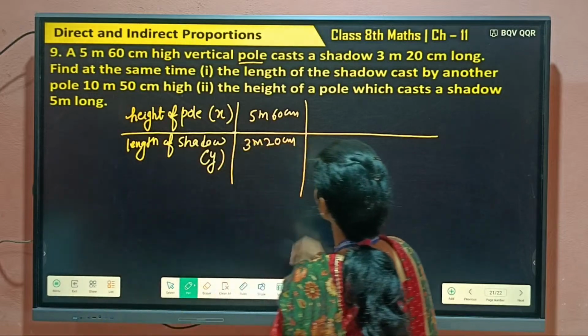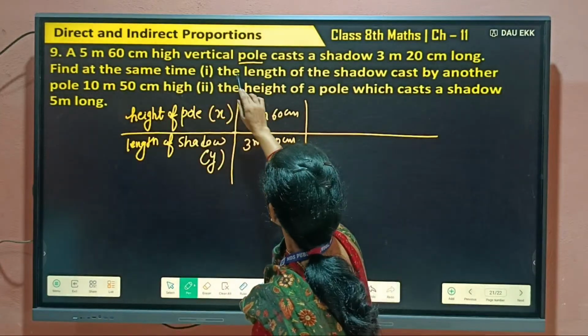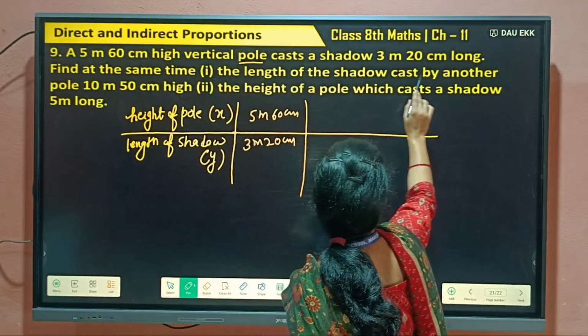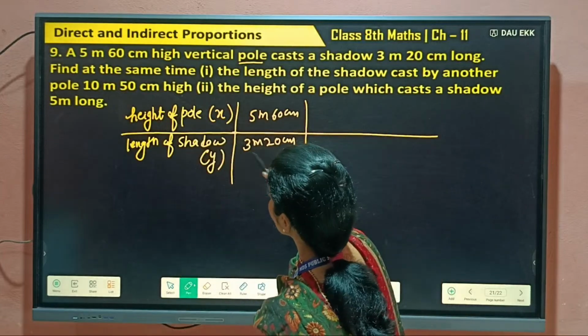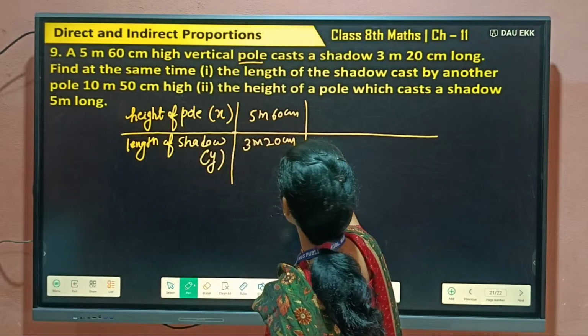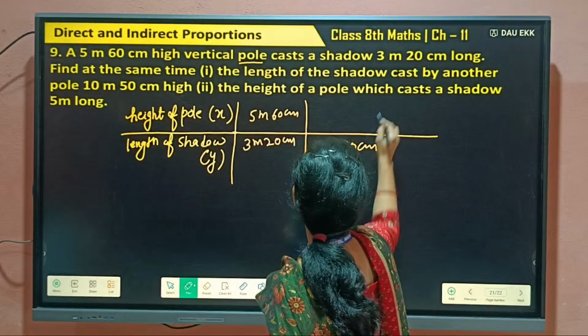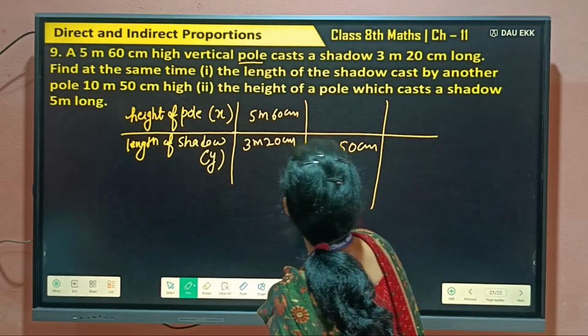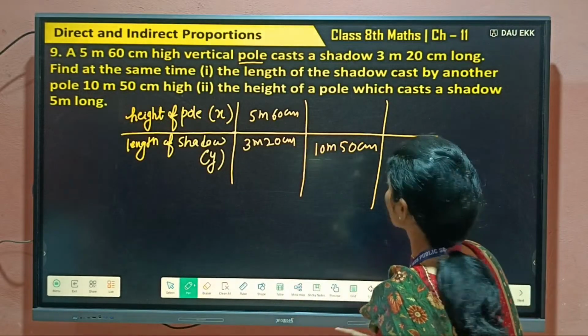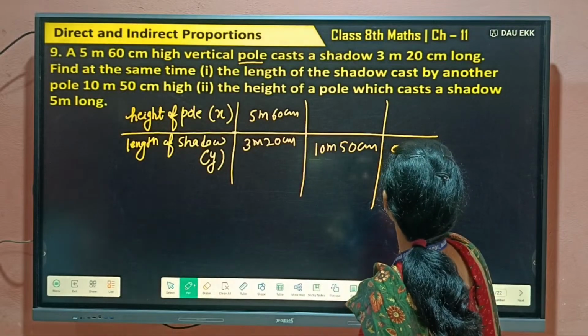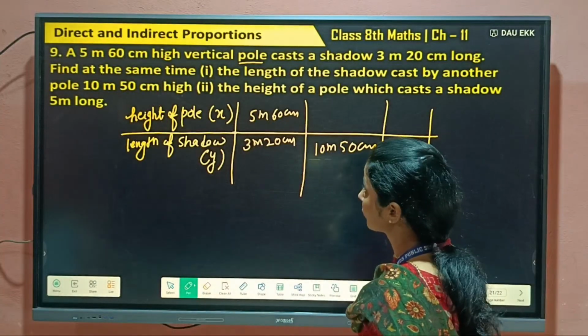At the same time, find the length of the shadow cast by another pole, 10 meter 50 centimeter high. The height of the pole which casts a shadow of 5 meter long, this we have to find out.